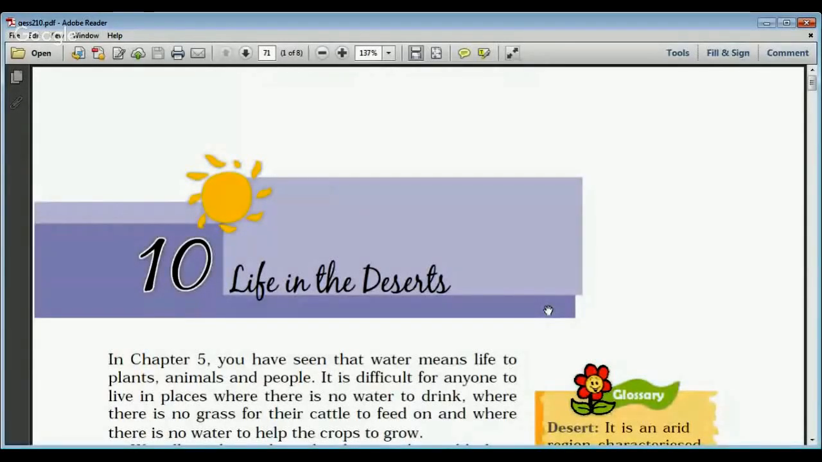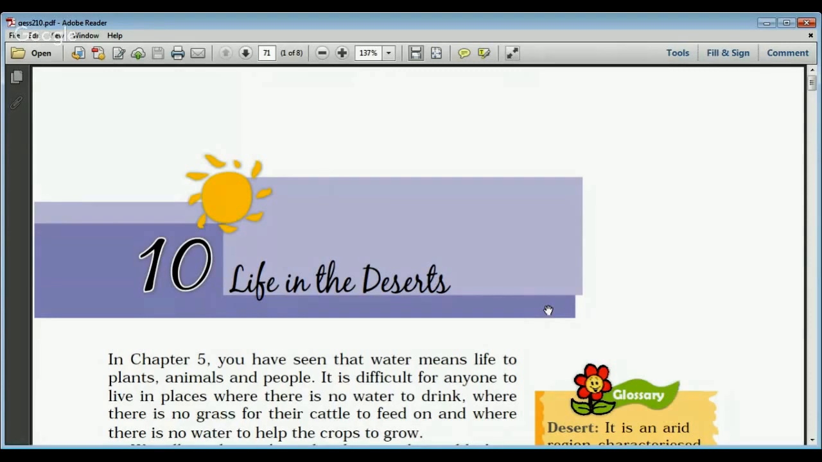In this video, we will see NCERT Class 7 Geography Chapter 10, that is Life in Deserts. And we have already covered all the chapters of NCERT Class 6 Geography and all the previous chapters of NCERT Class 7 Geography. And in the coming days, we are going to cover NCERT from Class 6 up to Class 12 for Geography, History, and Polity.